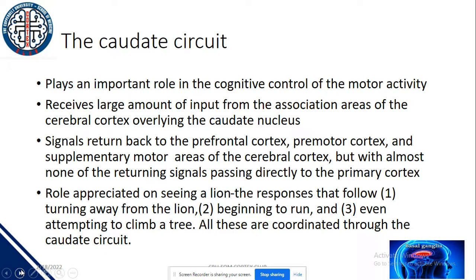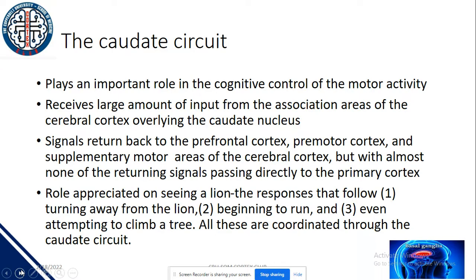Now, other than the putamen circuit, we also have the caudate circuit. Remember on the striatum, corpus striatum, we had two parts. So we had the putamen as well as the caudate nucleus. So if the circuit involves much of the caudate, we're going to call that a caudate circuit, and vice versa with the case of the putamen circuit.